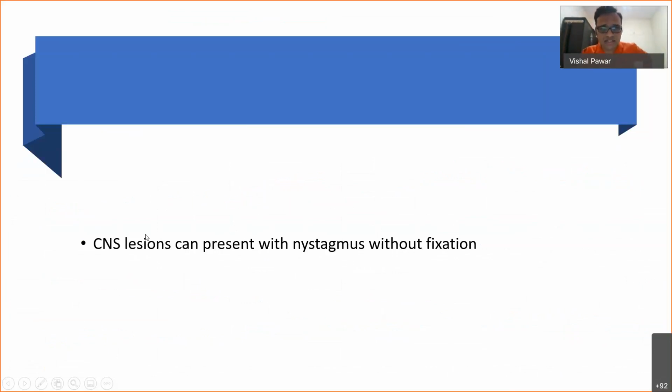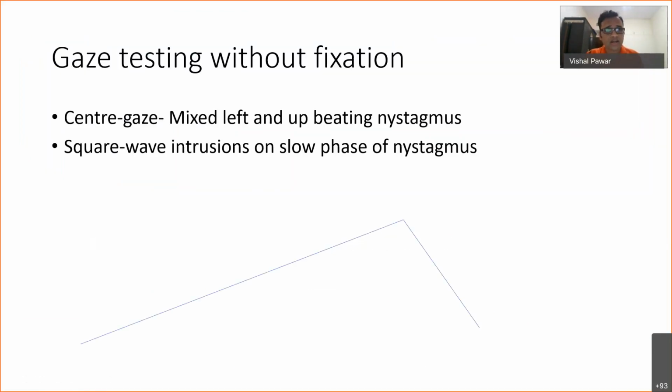That is, even in this patient, a suspected case of a central pathology, the patient had nystagmus without fixation, like there was no nystagmus with fixation. So central lesions can present with nystagmus without fixation. That is a very important point. We see in many patients with migraine, the patients have nystagmus without fixation. And so these were the findings.